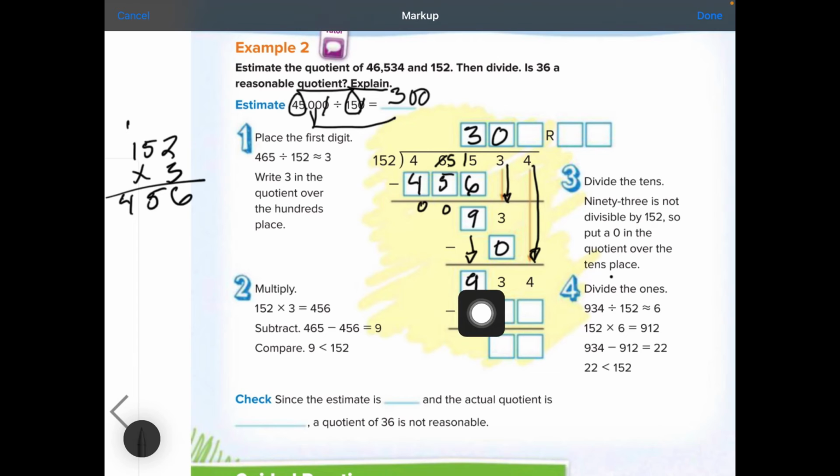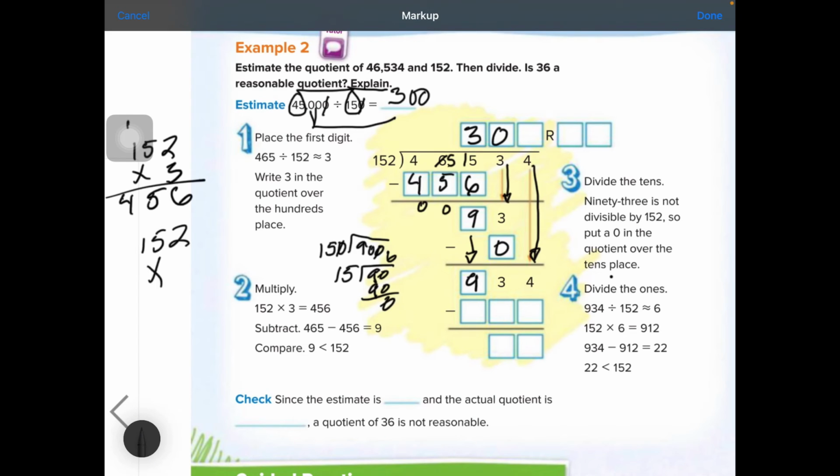So we have 934. How many times will 152 go into 934? Well, 152 is really close to 150, and 934 is really close to about 900. And I know that 15 will go into 90 about 6 times. So I'm going to assume that I can take 152 and multiply that by 6.